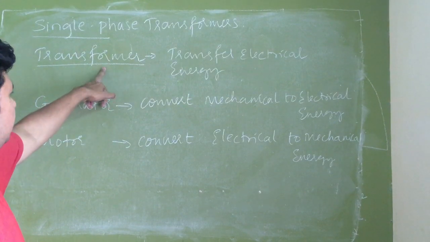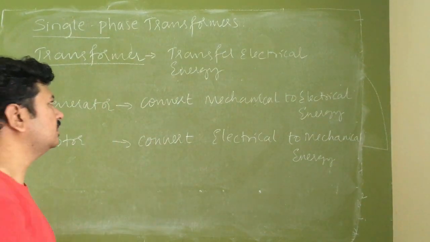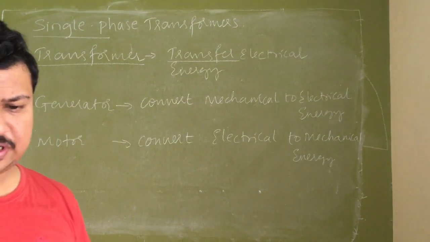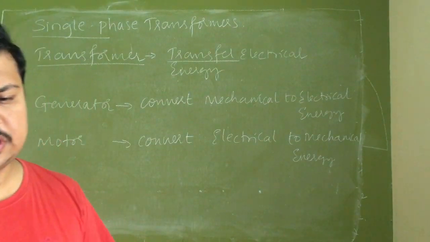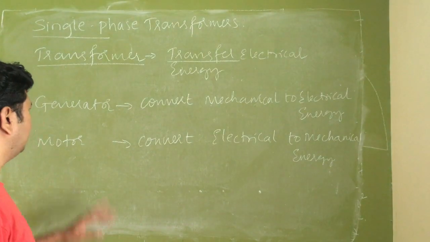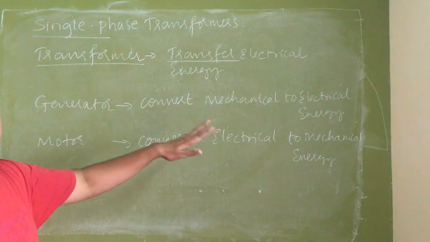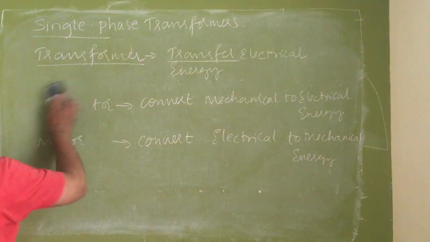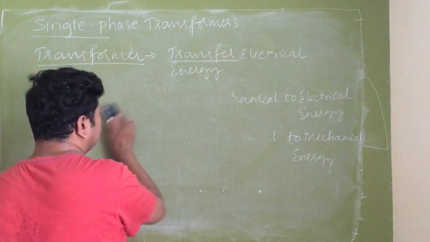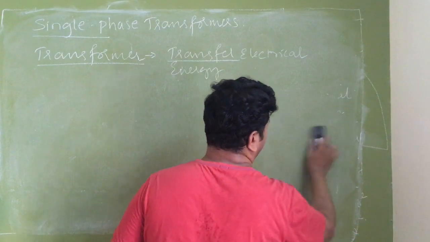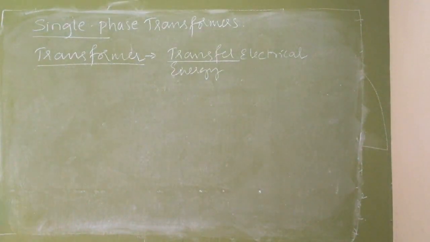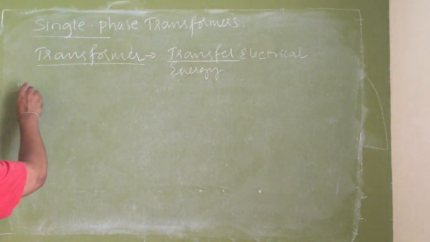So a transformer will simply transfer, it won't convert. Whatever electrical energy I have in one circuit, it will get transferred to the other circuit. It won't convert it into any form. Whereas a generator will convert mechanical to electrical, a motor will convert electrical to mechanical. Now how does a transformer work? So we will see the definition of transformer.